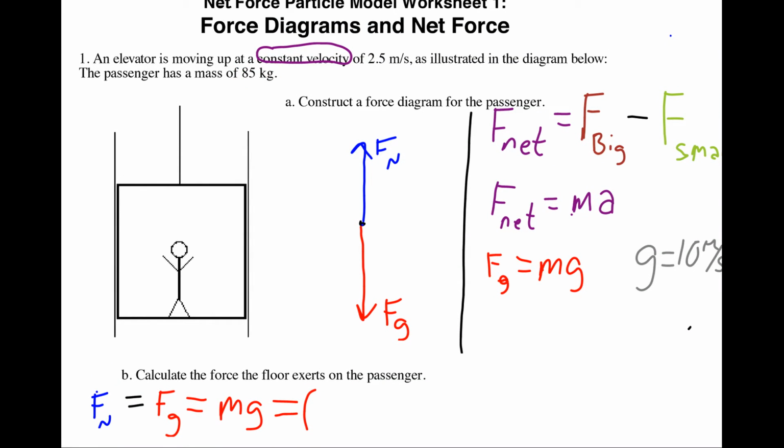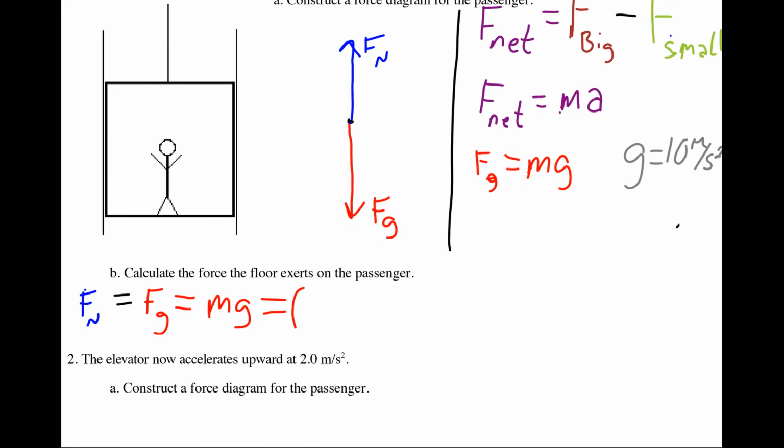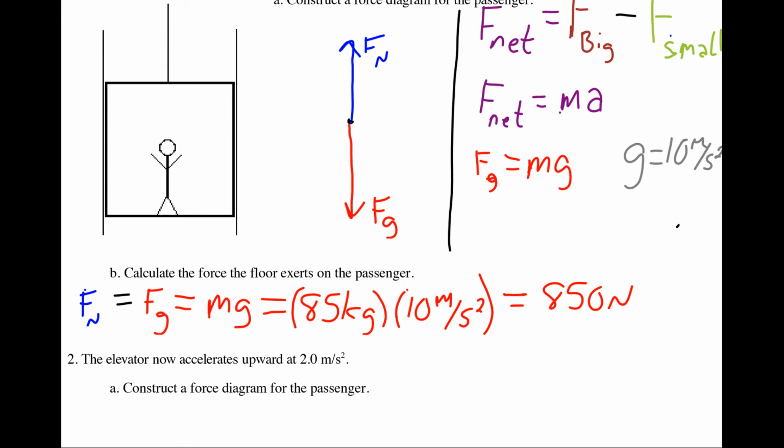So we plug into our equation 85 kilograms. And then our gravity, which is over here, is 10 meters per second squared. So we're going to put times 10 meters per second squared. And that equals 85 times 10, which is 850 newtons. And that's our final answer for part B. Moving on to number 2.